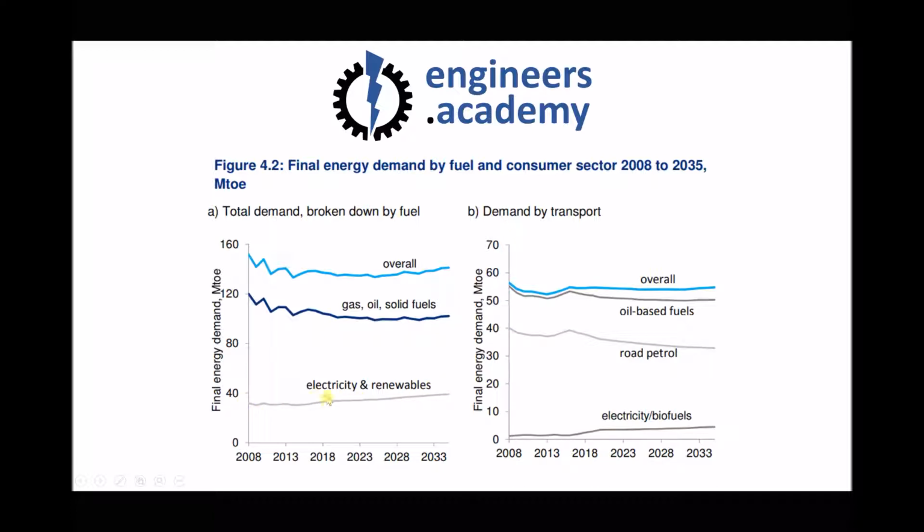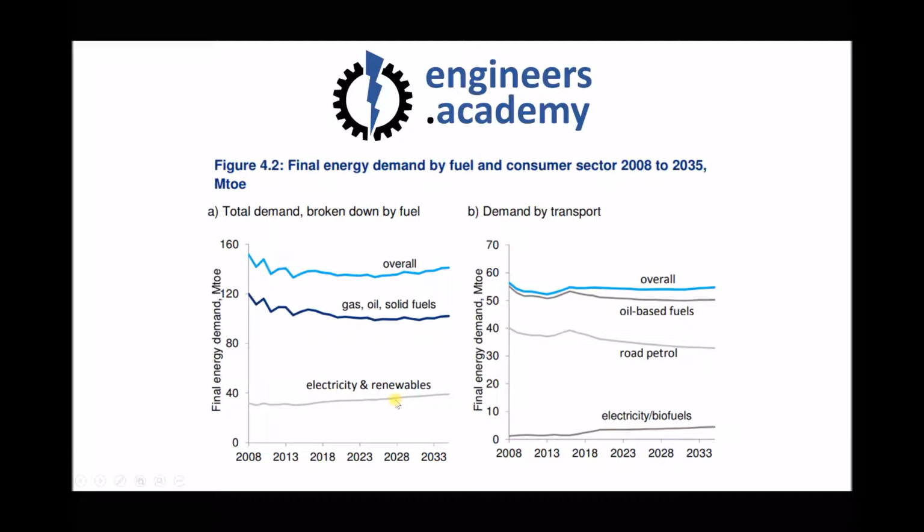We're currently sitting here at 2018, and what we can see is that although we have a steady increase in the amount of electricity the country uses, it is relatively steady. There are no sharp spikes here. So we will need to continue expanding our renewables provision at a steady rate.